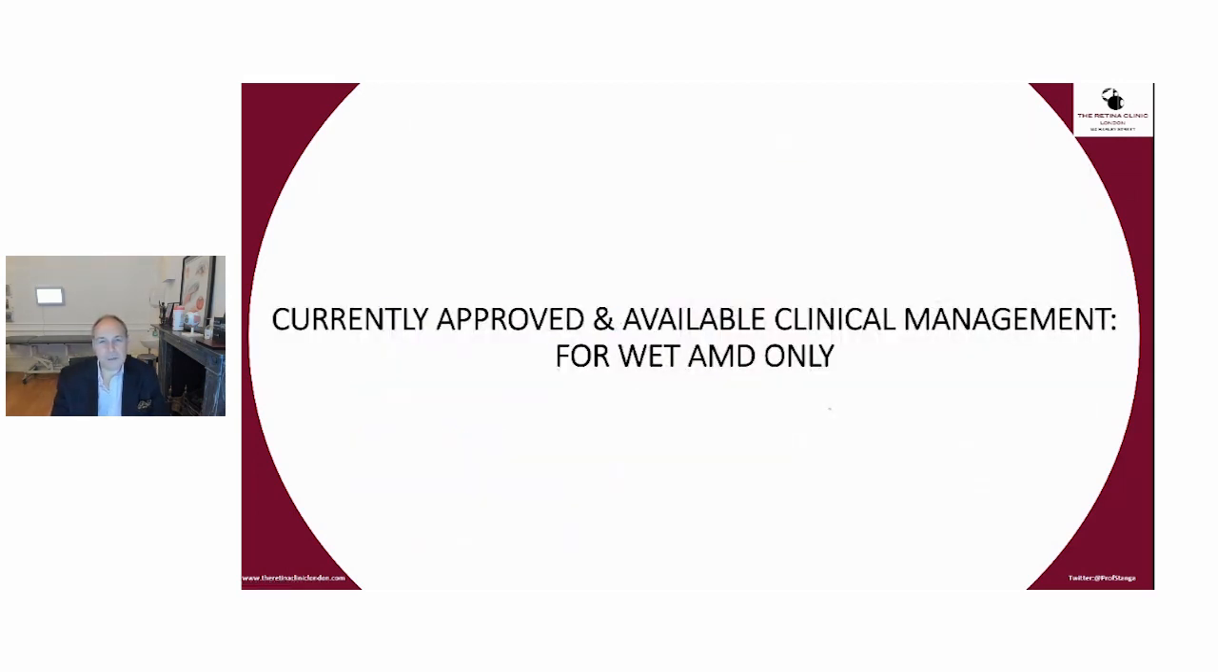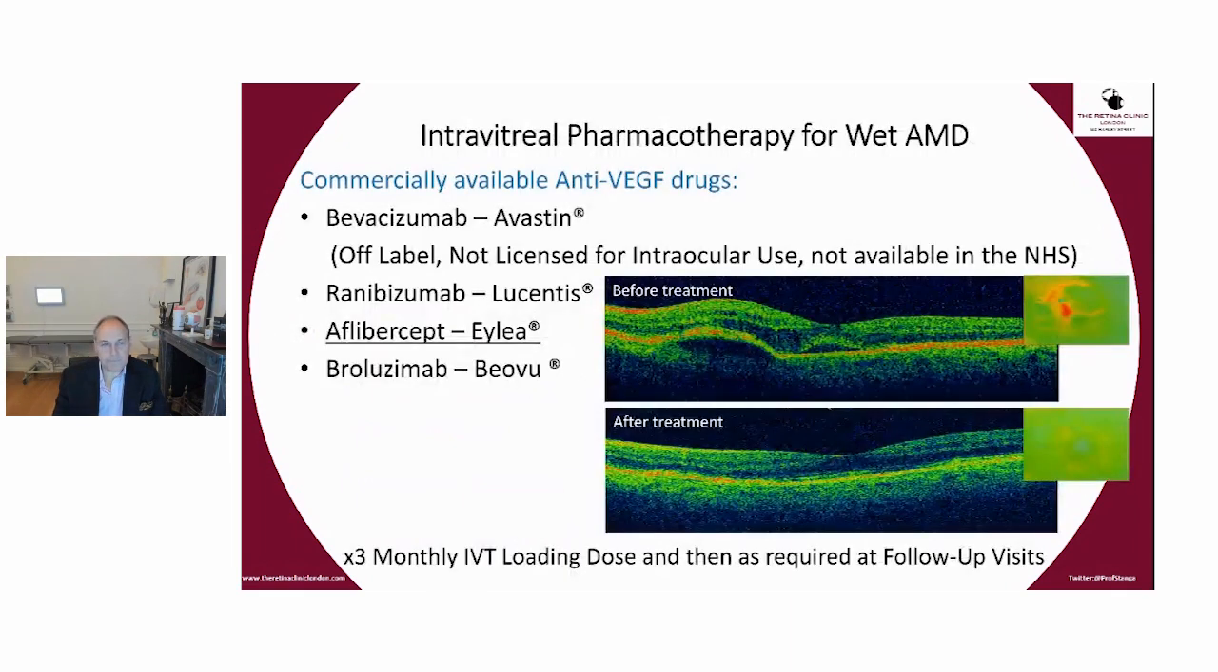So, what treatments are available so far? Well, for wet AMD, there's a series of approved therapies. These are all commercially available. Bevacizumab or Avastin, this is off-label, not licensed for intraocular use, not available in the NHS. We have to remember that this started as a drug for colorectal cancer. It is the cheapest of the available drugs. There are, of course, better alternatives at the moment.